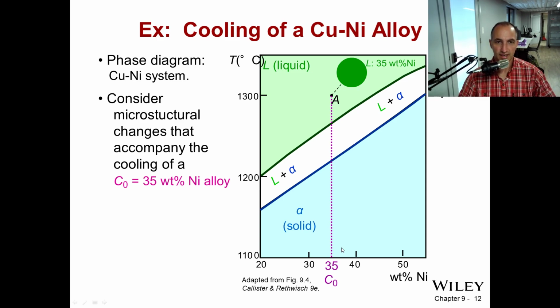So let's look at cooling of this copper nickel alloy and look at the microstructural changes that accompany this cooling. So starting out, again, we're at 35 weight percent nickel, and we're at a high temperature here of about 1300, so we're going to have all liquid. And the weight percent of the nickel in that liquid is 35%. At B, we just start to precipitate out some solid alpha, and the composition of those little alpha precipitates is going to be 46%. And the surrounding liquid is still at 35%.